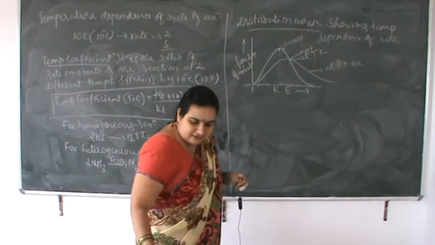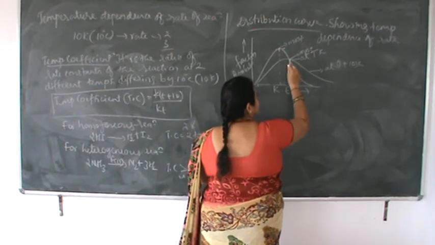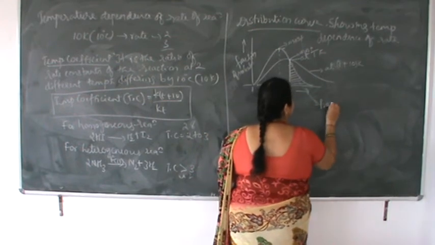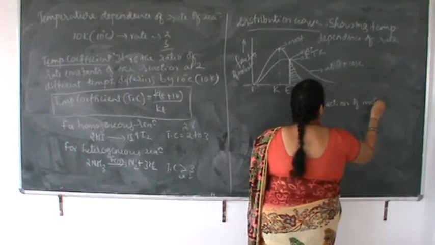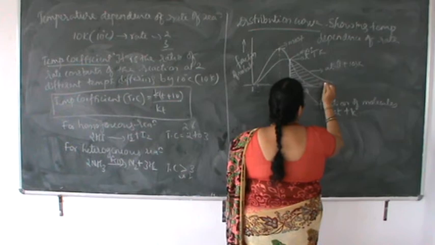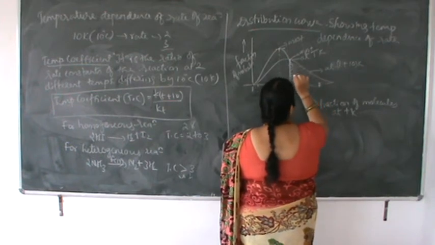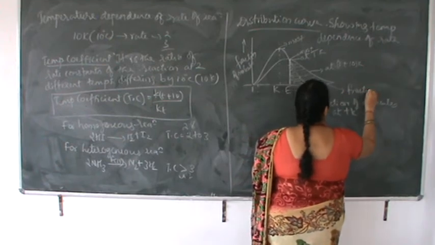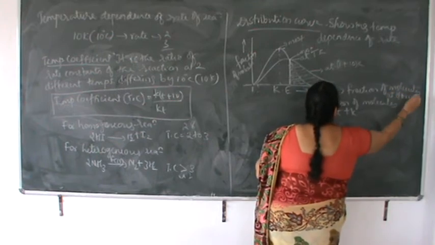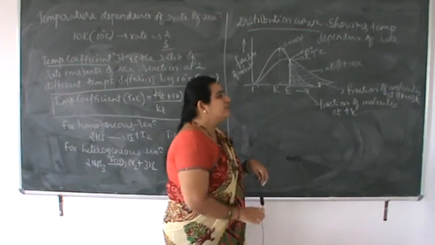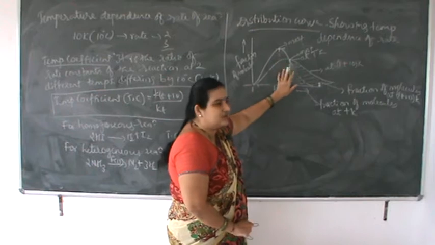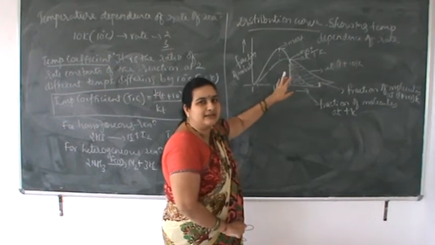Now I will explain the observations from the graph. This is the fraction of molecules at temperature T Kelvin. This shaded portion is the fraction of molecules at T plus 10 Kelvin. If you increase the temperature, what happens? The most probable kinetic energy shifts to the right, towards higher kinetic energy.